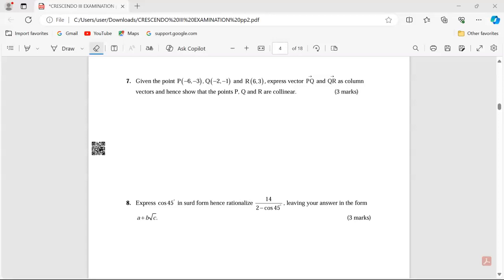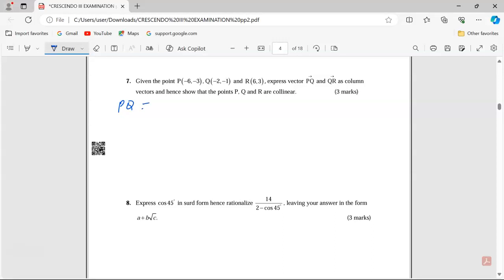We're going to discuss vector 2, collinearity. Number 7: given that the points P(-6, -3), Q(-2, -1) and R(6, 3), express vector PQ and vector QR as column vectors and show that the points P, Q and R are collinear. For us to show collinearity, we have to express any two vectors from the provided coordinates, but now the examiner specified that we should express vectors PQ and QR.